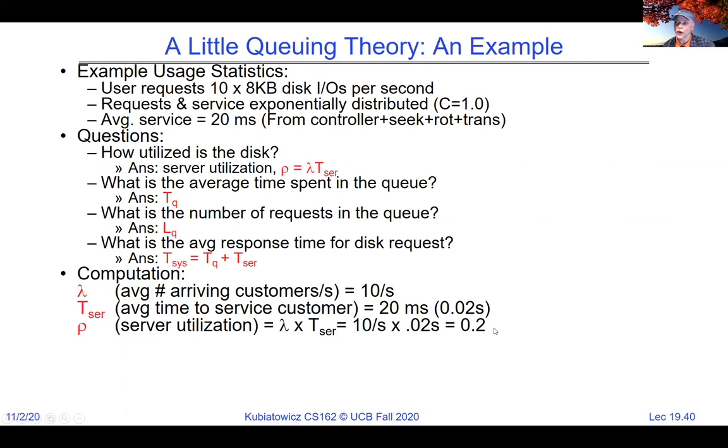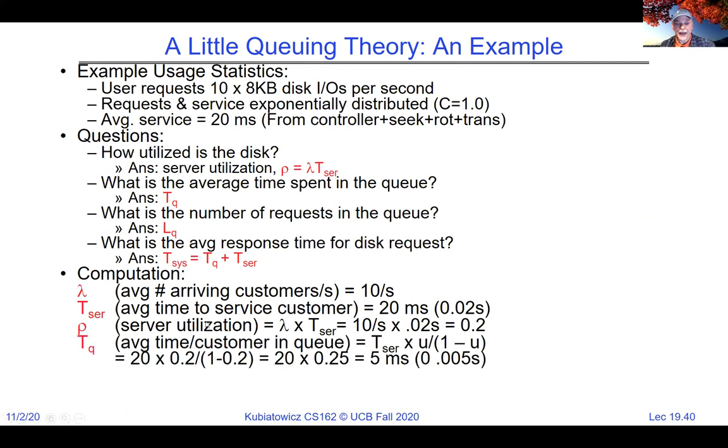So 0.2 is a low utilization, so I know that I'm doing okay. All right. And so the time in the queue is just the service time. Oh, by the way, I'll fix this. This is rho over 1 minus rho. Sometimes people use U as utilization. So rho over 1 minus rho is 20 times 0.2 over 1 minus 0.2. I compute that, I get 5 milliseconds or 0.005 seconds.